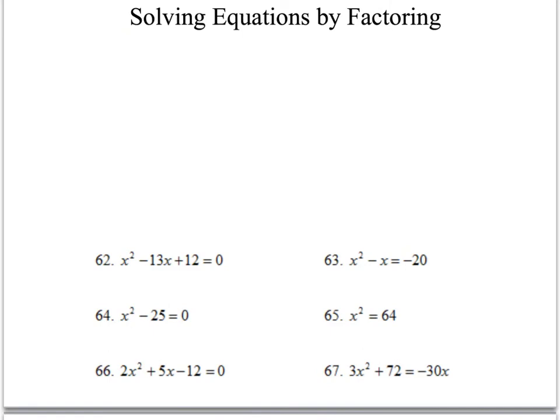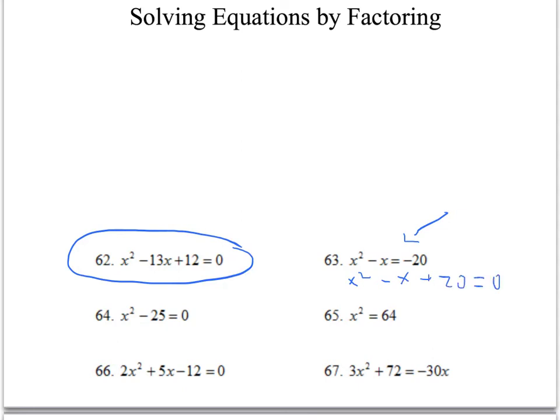The next topic we have here is solving equations by factoring. Remember, the most important thing we talked about when we solved equations by factoring, we have to set one side of the equation equal to 0. So in number 63, we have some work to do. Before we do anything else, we would have to add 20 to both sides to set the equation equal to 0. Cannot factor until you set one side of the equation equal to 0. So you're going to have to do some extra work in number 65 and 67 as well.